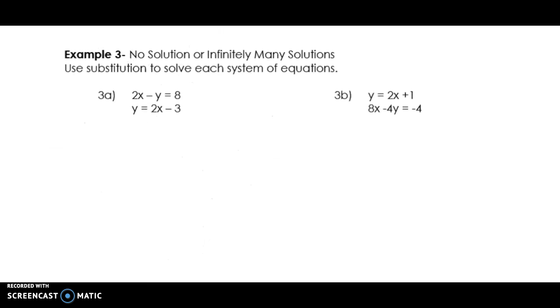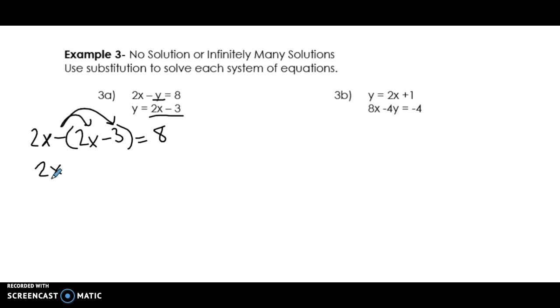All right, so also when we solve systems of equations, you can get special solutions such as no solution or infinitely many solutions. So let's go ahead and solve this one like we would on the first page. I'm going to plug in 2x minus 3 in for the y in the first equation. So I have 2x minus, I'm going to plug in 2x minus 3 in for y equals 8. So there's a minus sign in front of that parentheses.